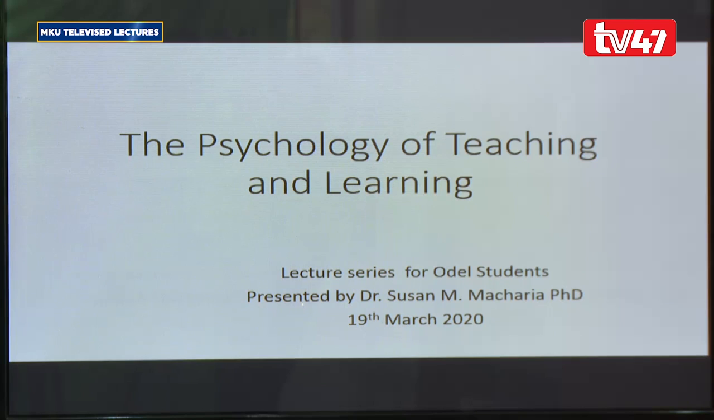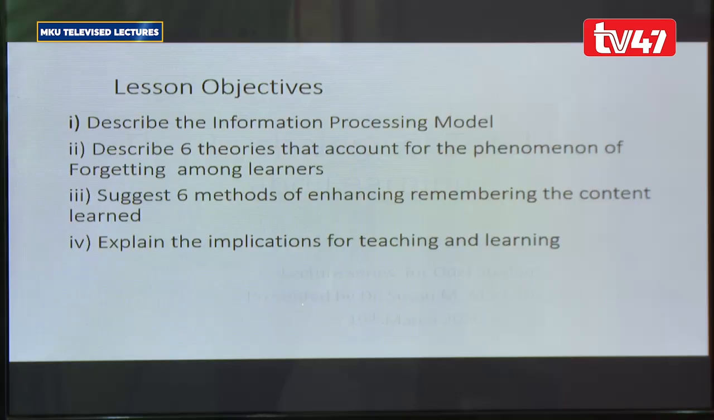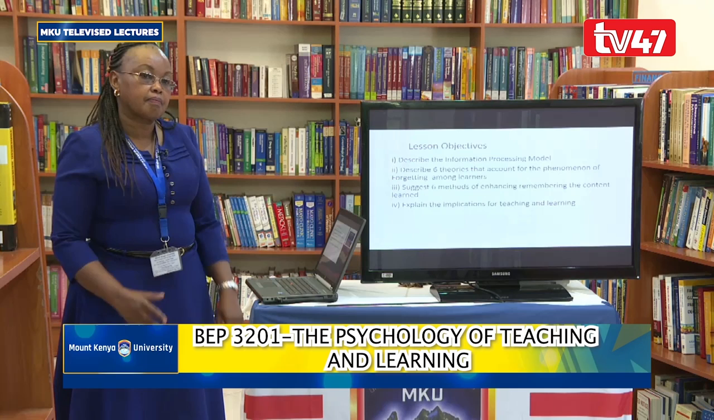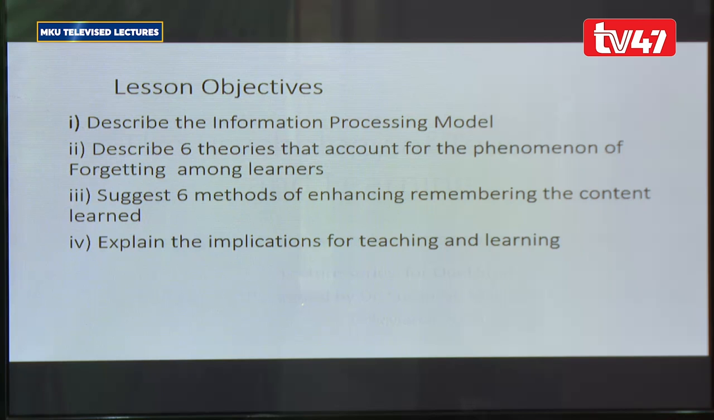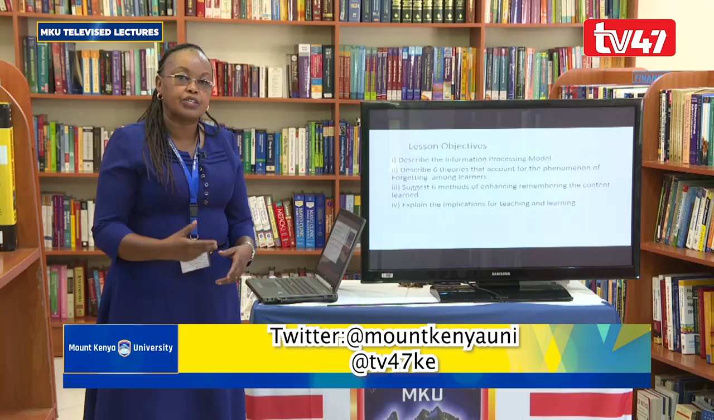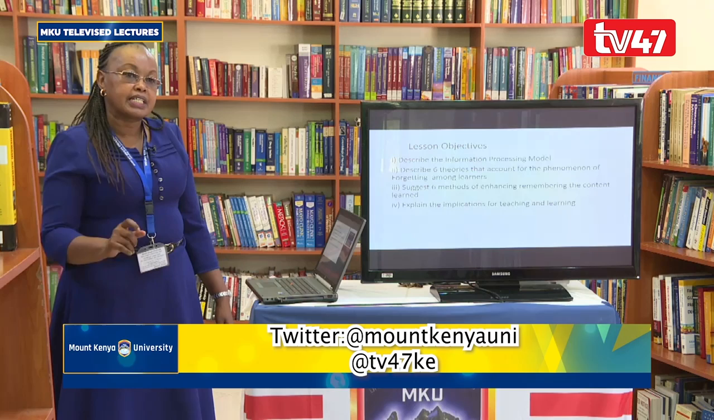Now, today, we are going to cover four things. The first one, I want us to be able to describe the information processing model. We'll also be able to see something about the theories that help us to explain forgetting among the students. We'll also be able to come up with at least six different ways of fostering remembering among the learners, so long as the content they learn is actually retained and used effectively for problem solving. And also we'll be able to see what it is that the teacher can do to enhance lesson delivery for effective teaching.